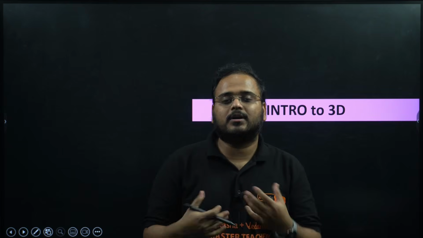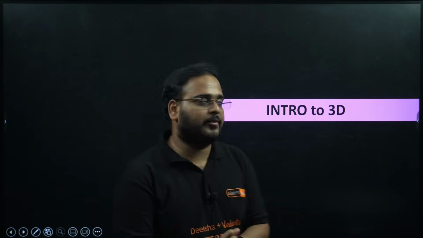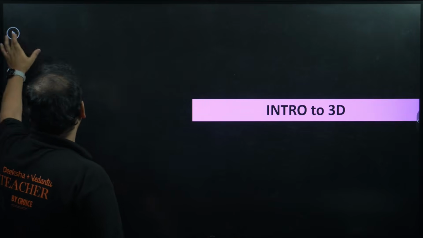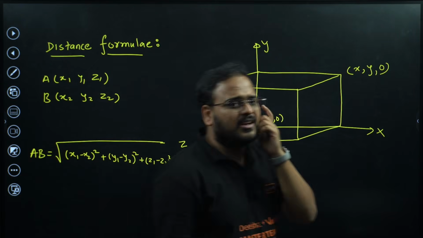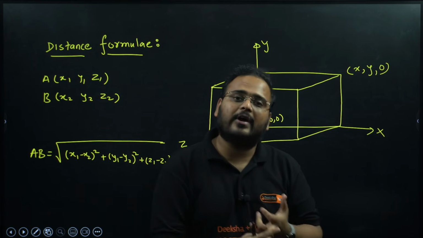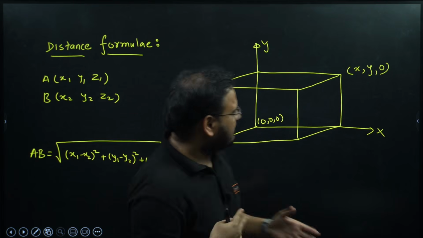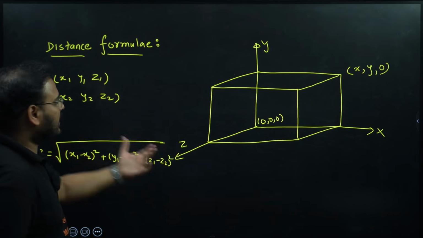Let us try to learn the one-shot lecture, the theory lecture, of the chapter Introduction to 3D Geometry. Again, very simple, not many concepts are there in the syllabus. We have three things. We have to deal with the distance formula, then the centroid when the three coordinates x, y, z are given, and the mirror images. That's all. And we'll look at some questions also.